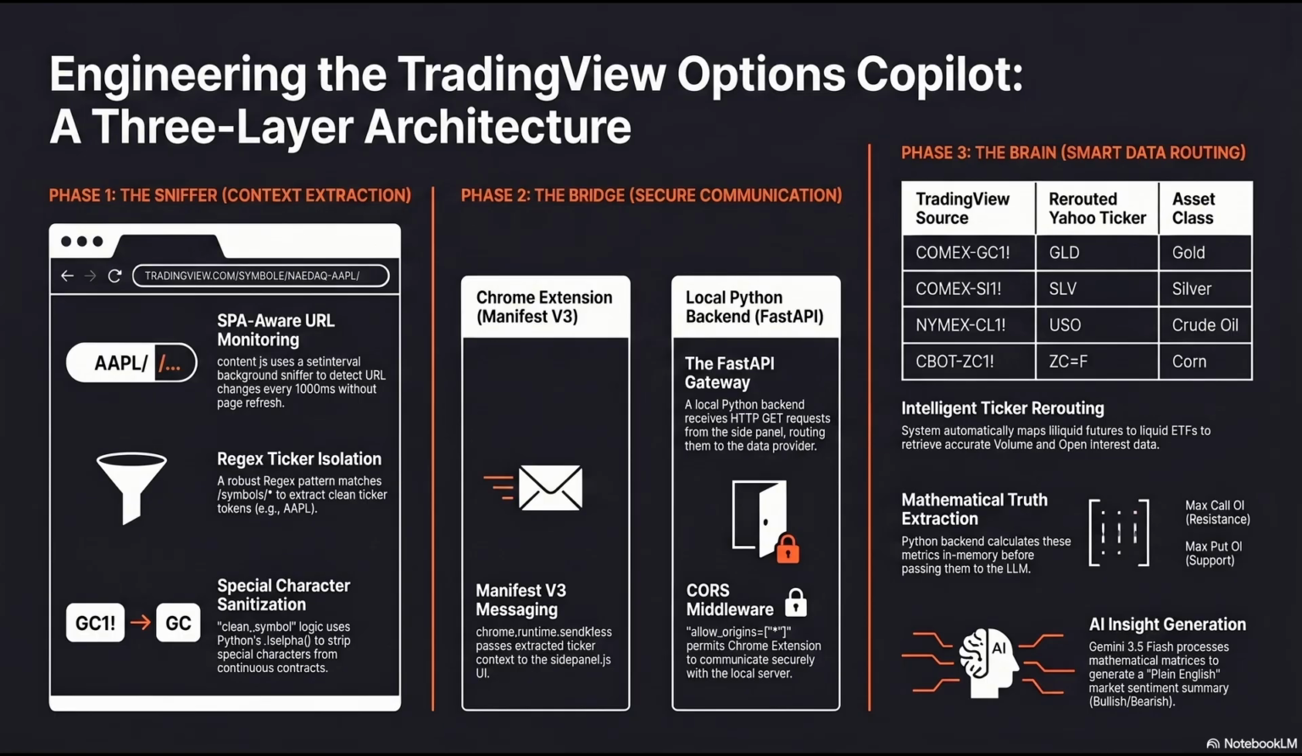Okay, so you keep the TradingView SPA sniffer exactly as it is. It grabs the stock ticker, say Apple, and sends it to the FastAPI backend. But you delete yfinance. Instead, your Python backend imports a library like Beautiful Soup to scrape the web, or it simply pulls an open Google News RSS feed. The backend fetches the last 10 headlines mentioning Apple.